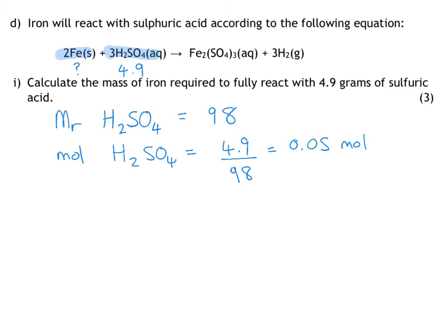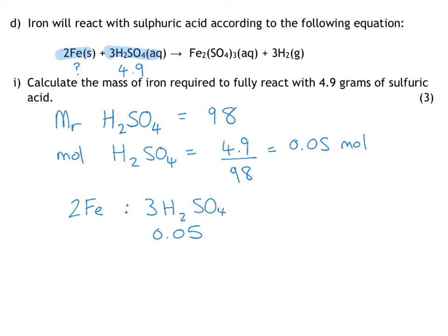Now I'm going to use the equation. So the equation tells me that 2 moles of iron react with 3 moles of H2SO4. That's my ratio. And I'm told I have 0.05 moles of sulfuric acid, or I've just worked that out. So I can then work out this ratio. So this is a 2 to 3 ratio, which can often mess with people's heads.